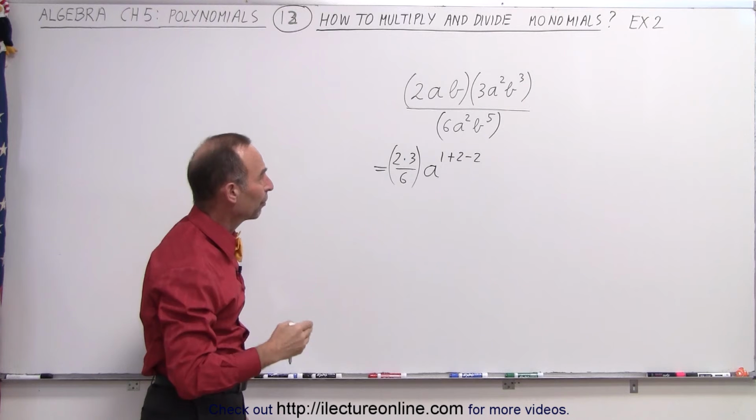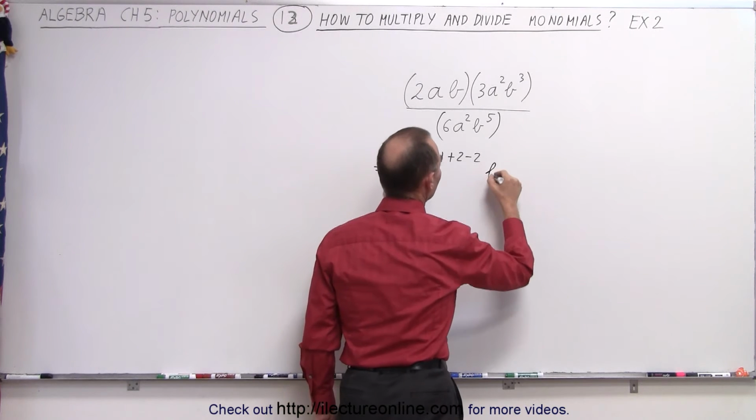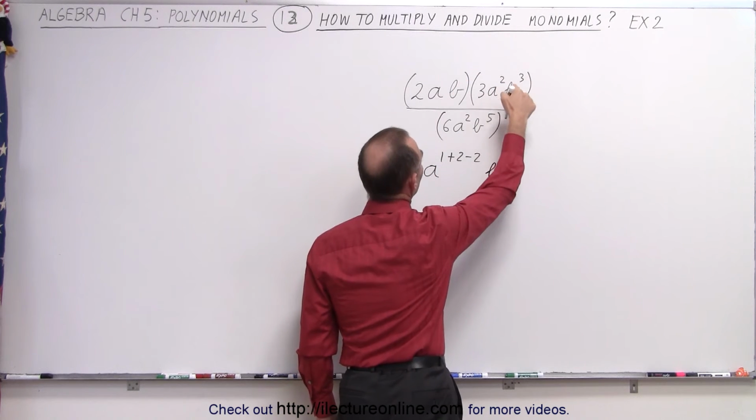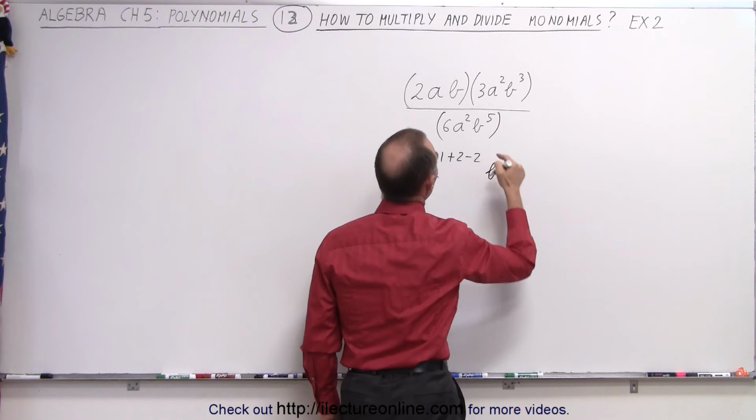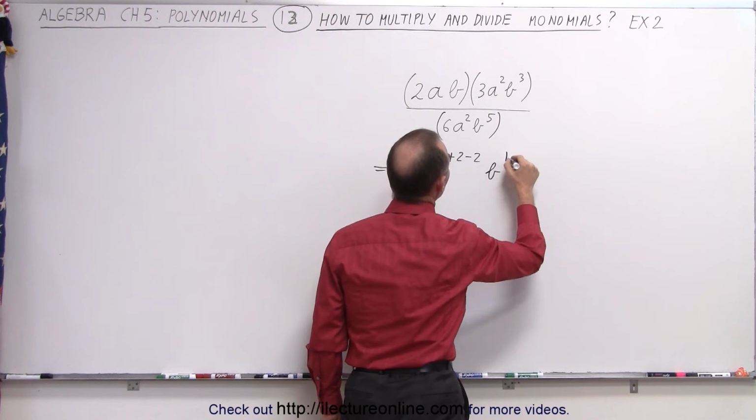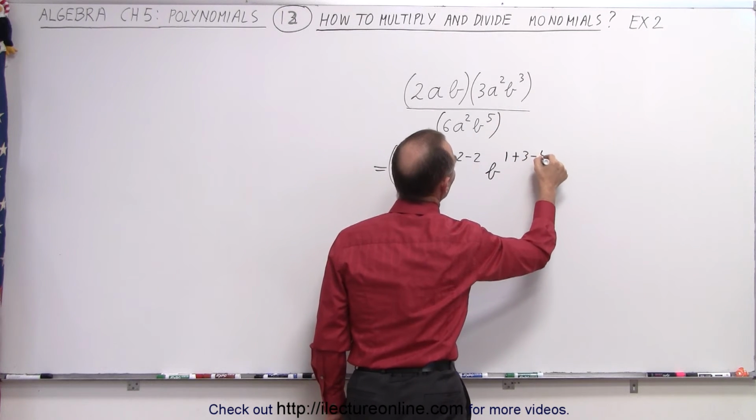We do the same for b. So here we have times b. We have b to the first power, b to the third power, b to the fifth power. So this becomes 1 plus 3 minus 5.